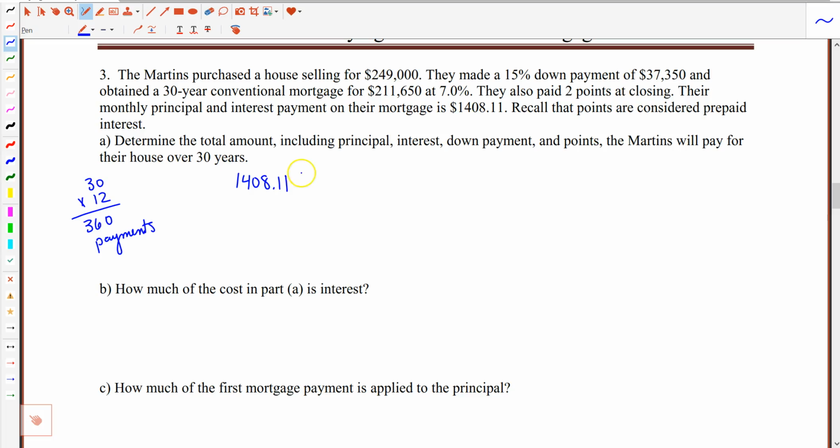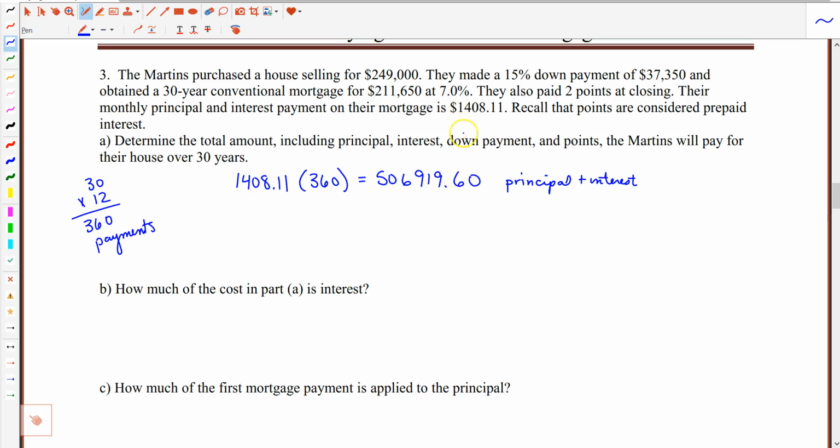So if they're going to be paying this each month for 360 payments, they'll have paid out a total of, so this is going to be a big number, $506,919.60. Okay, so this is how much they will have paid out to pay down their principal and their interest. All of that is bundled up in this number.